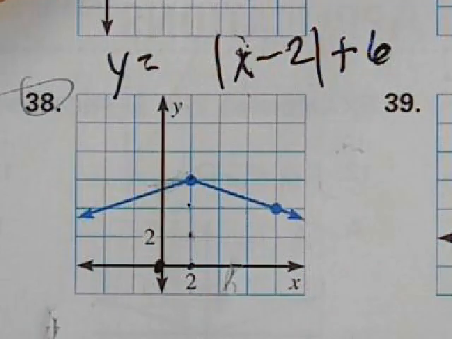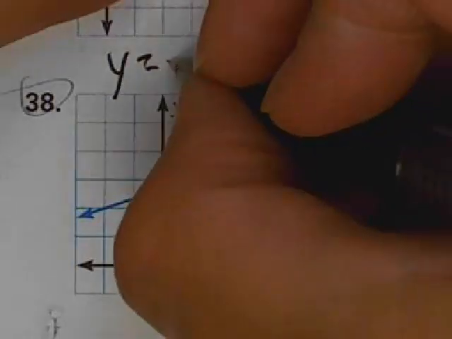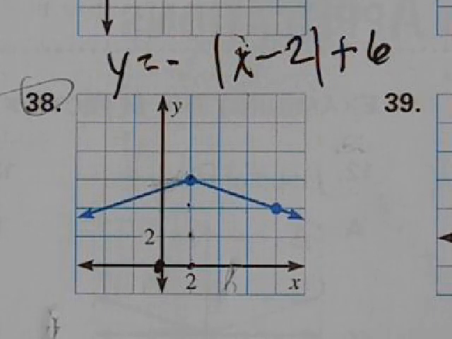So let's think about our slope. One thing that I notice is this has been reflected. It opens upside down. So I know this has to be a negative. And then I'm going to look for the slope.